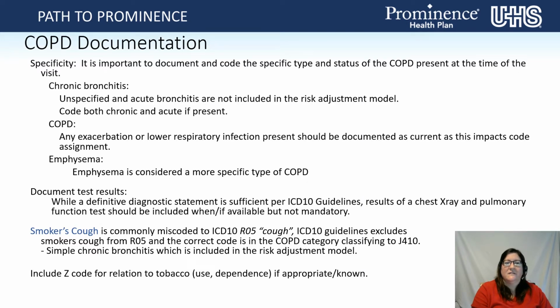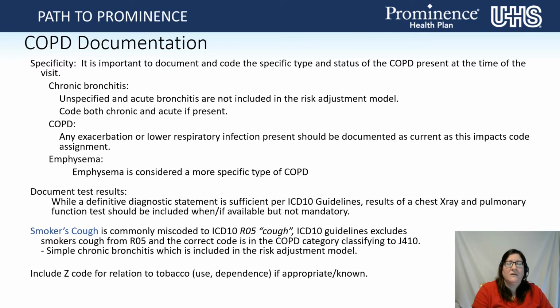So talking about COPD documentation and the specificity, it is very important to document and code the specific type and status of COPD that's present at the time of the visit. If it's chronic bronchitis, the documentation needs to state that it's chronic bronchitis. Unspecified and acute bronchitis are not included in the risk adjustment model. So if your patient does have chronic bronchitis and comes in with acute bronchitis, then it would need to be documented as acute on chronic bronchitis.